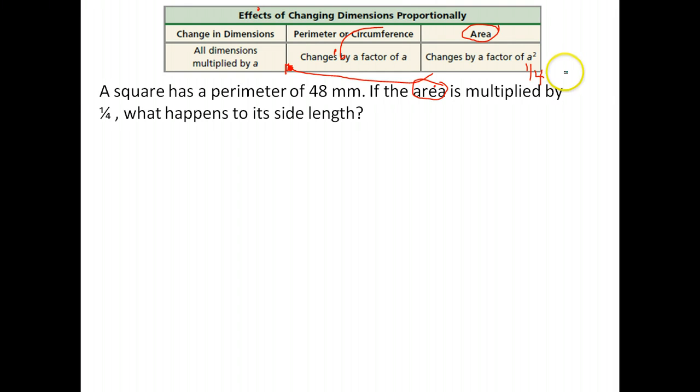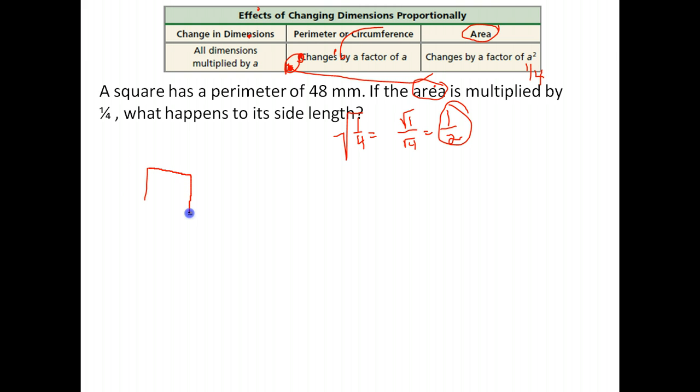Well, we're going backwards. We're trying to unsquare something, and unsquaring something is taking the square root. So we take the square root of 1/4, which when you're doing that with a fraction, you can just split them up. The square root of 1 is 1, and the square root of 4 is 2. So the side length should be a half of the original. We can try this out.